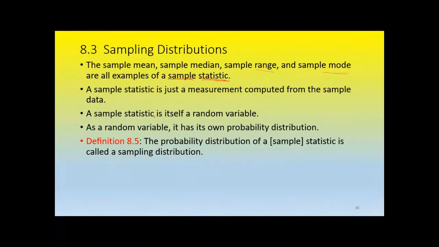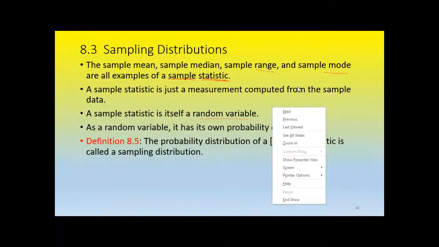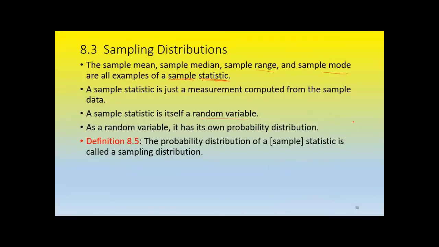A sample statistic is itself a random variable. So every sample statistic, mean itself, is a random variable. Median, range, mode, everything is a random variable. So as a random variable, it has its own probability distribution. When there is a random variable x, then there is a probability. The probability distribution of a sample statistic is called a sampling distribution.